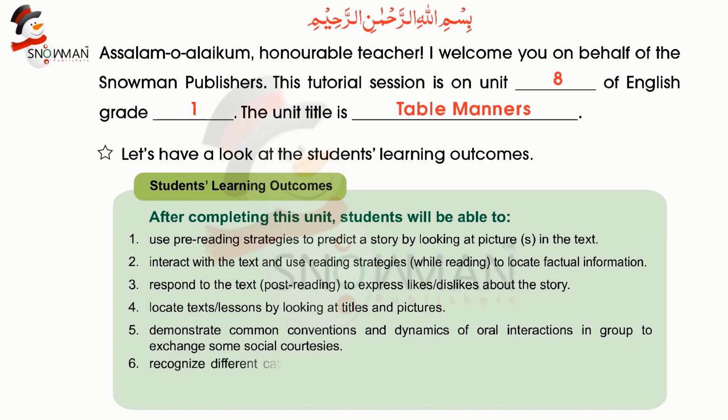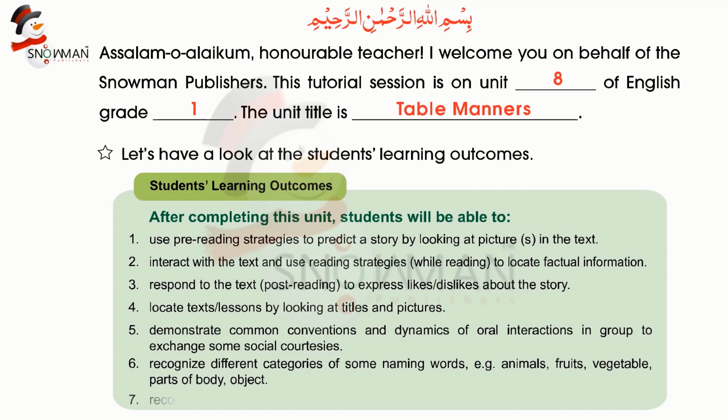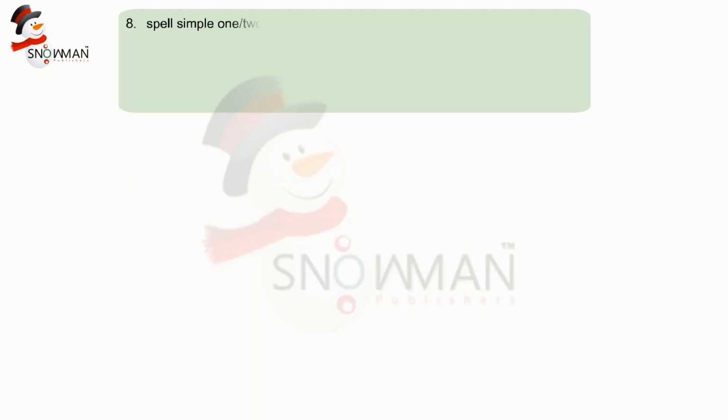Recognize different categories of some naming words. For example, animals, fruits, vegetables, parts of body, objects. Recognize words ending with S and Z in the plural form of a word. Spell simple one or two syllable words.